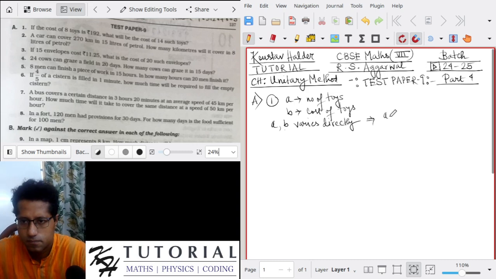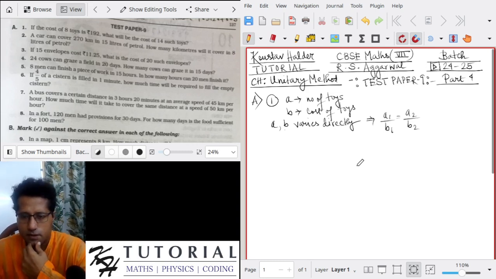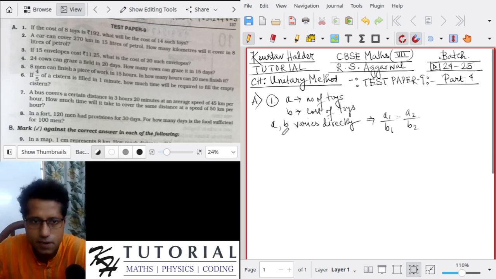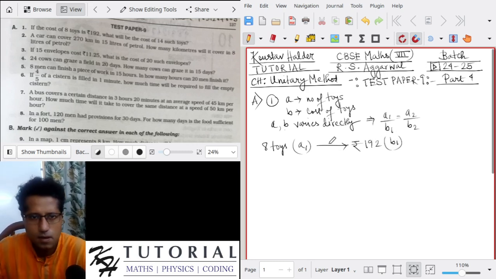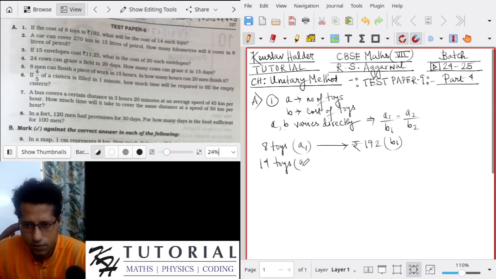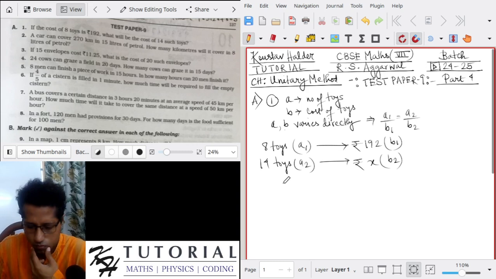So this implies that if A1 and B1 are two values of the quantities A and B, and also A2 and B2 are two values of the quantities A and B, then the ratio will be the same, that is A1 by B1 will be equal to A2 by B2. Now it says that 8 toys, let's say this be A1, is costing rupees 192. Let's say this be B1, and it is asking what will be the cost of 14 such toys. So if we consider 14 toys as A2, and let's say 14 toys will cost rupees X, this will be B2. So now we can say, as per the formula that the ratio A by B remains constant, that A1 by B1 equals A2 by B2.